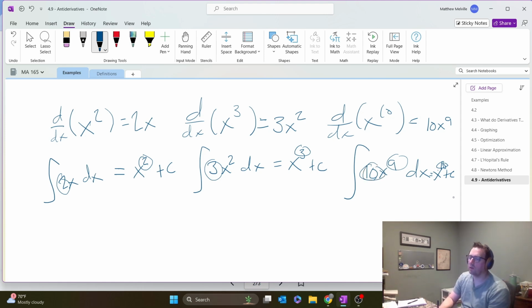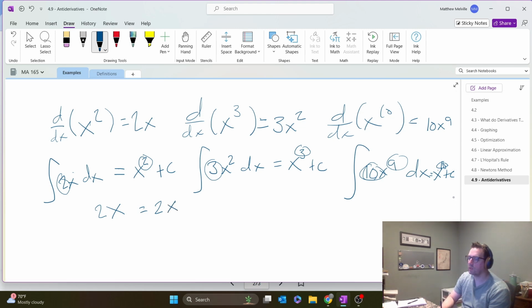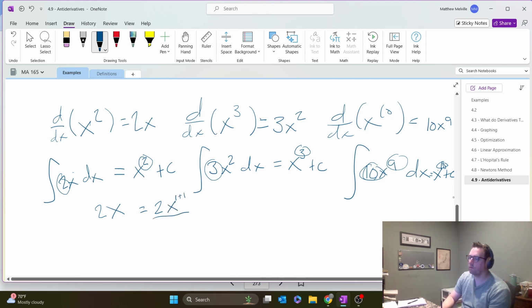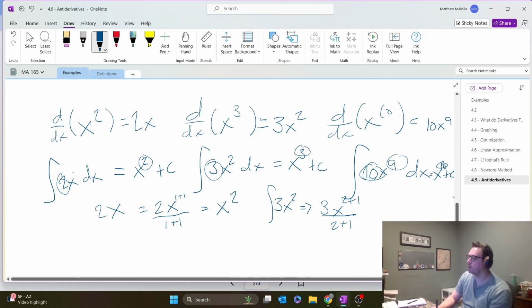So what I can do is say, okay, well, if I add 1 to my exponent, so if I have 2x, I'm going to add 1 to my exponent, 2x to the 1 plus 1, and then I'm going to divide by that 1 plus 1. That gets me 2x squared divided by 2, which is just x squared. Same thing here. If I have x cubed, then this is 3x squared. I'm going to take the antiderivative of this. I'm going to add 1 to the exponent. 3x to the 2 plus 1 over 2 plus 1. That's 3x cubed over 3. So those are going to cancel out. I'm left with x cubed.